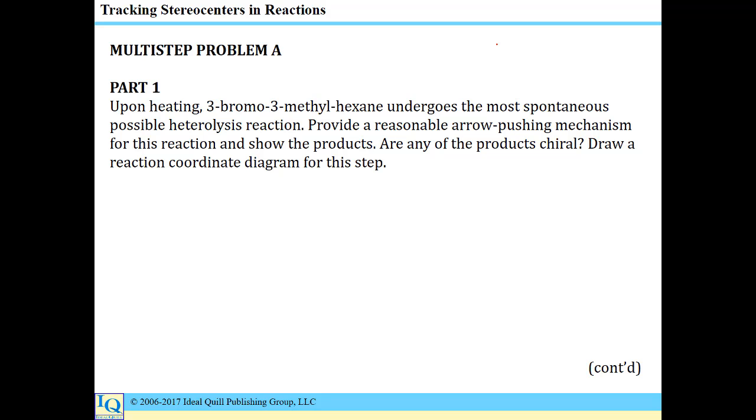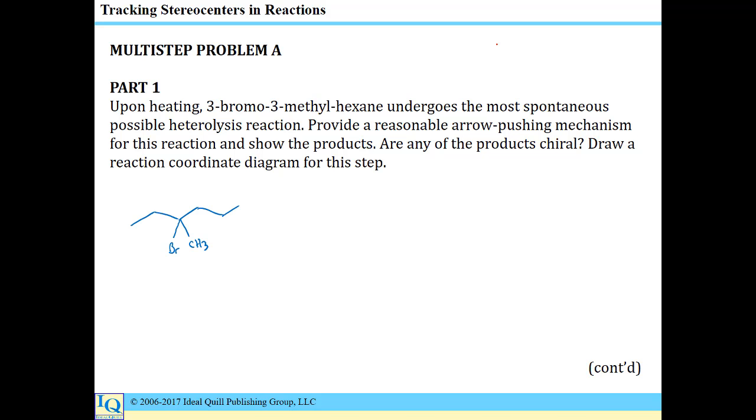And now we encounter a multi-step problem where we are attempting to combine various areas of knowledge from earlier parts of the course with our ability to identify stereocenters and to determine the relative stability of different species. We are told that upon heating, 3-bromo-3-methylhexane undergoes the most spontaneous possible heterolysis reaction. And our first task is to provide a reasonable arrow-pushing mechanism for that reaction and to provide the products.